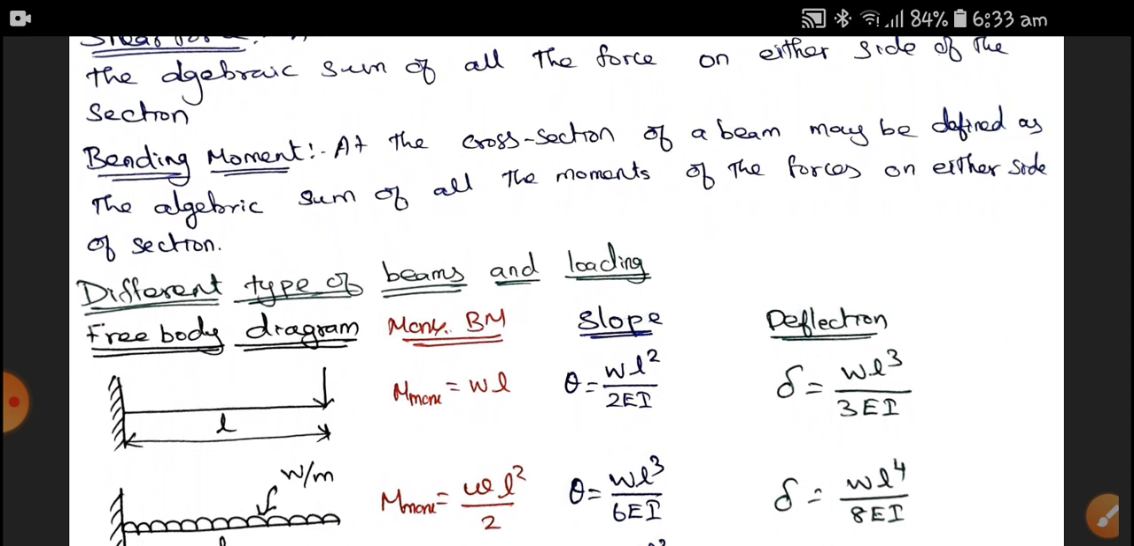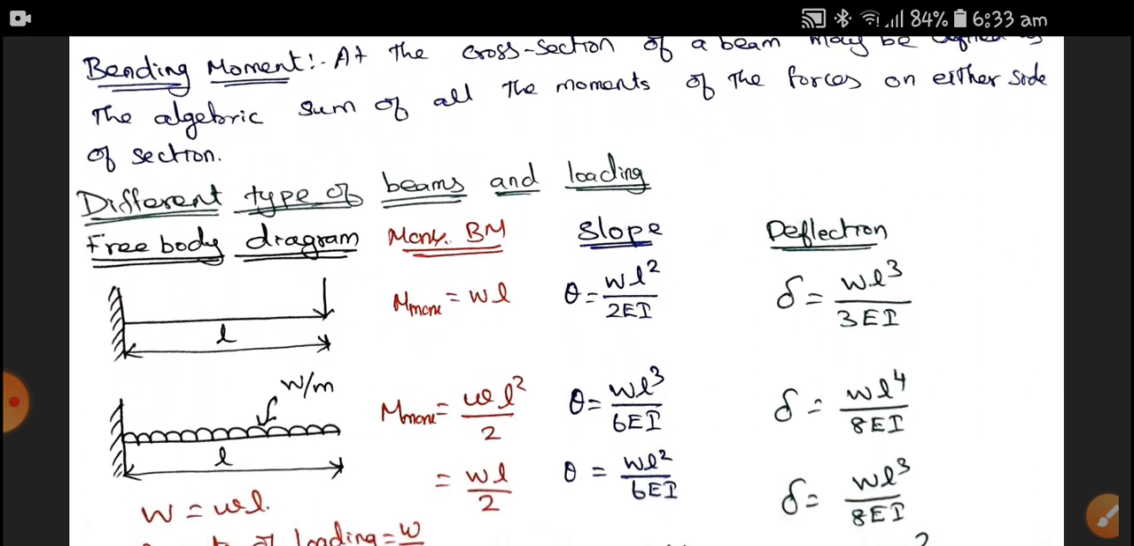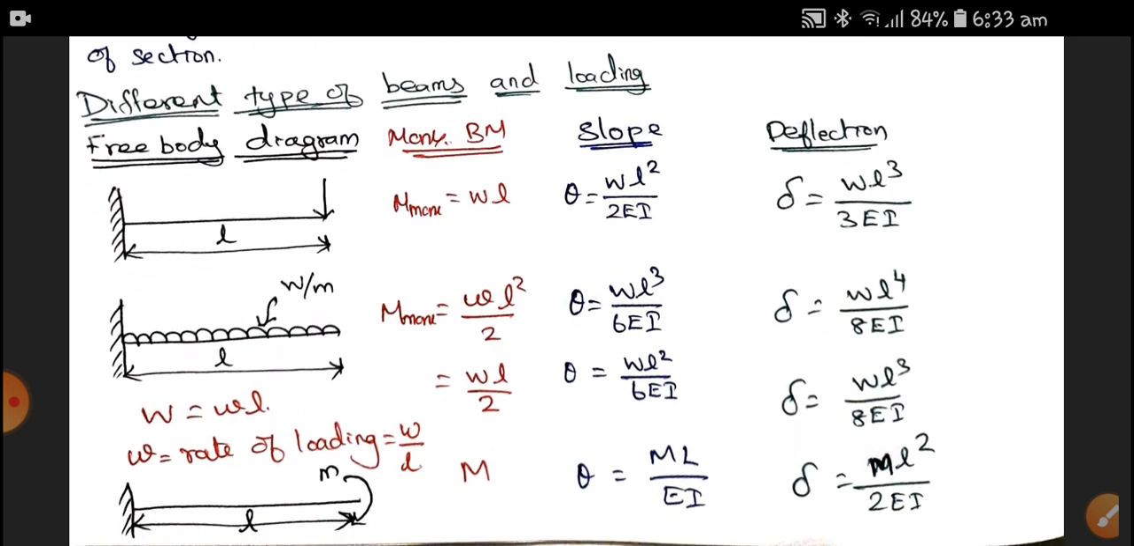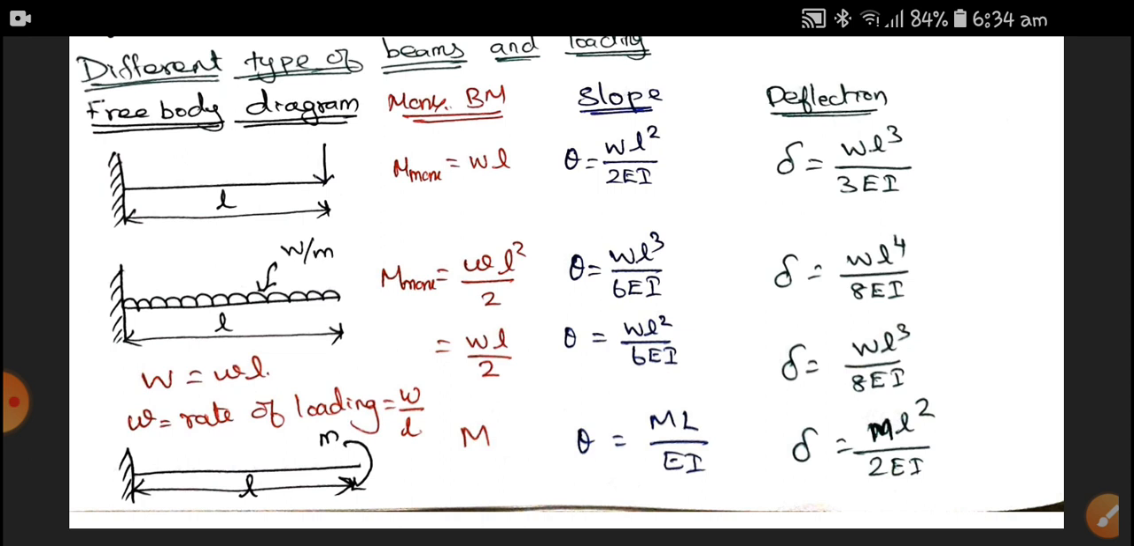First one is the cantilever beam. This is the free body diagram of a cantilever beam subjected to a point load of P or W at the end, where the maximum bending moment is equal to W into L. The slope theta is equal to WL square by 2EI. First, I'm going to give a complete description for the cantilever beam, and then I would like to give a tip on how to remember this. The deflection delta is equal to WL cube divided by 3EI.